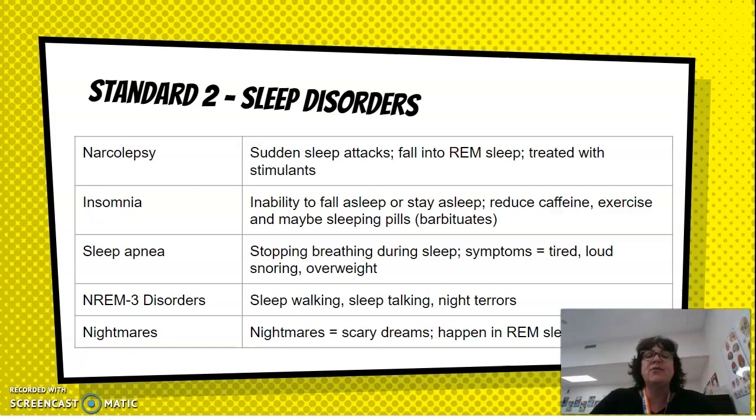And then you've got your NREM3 disorders. We talked about that. If you see behaviors happening during sleep, that's going to be NREM3. So sleepwalking, sleep talking, and the screaming and panic associated with night terrors, that is an NREM3 disorder. And then you've got your nightmares. Nightmares are just scary dreams and they happen in your REM sleep. So that's different than a night terror. Night terrors suffered by children happen when they're in NREM3. It's an NREM3 disorder. It's unlikely that adults over 40 would experience night terrors.